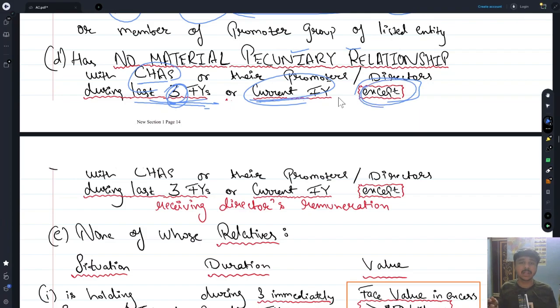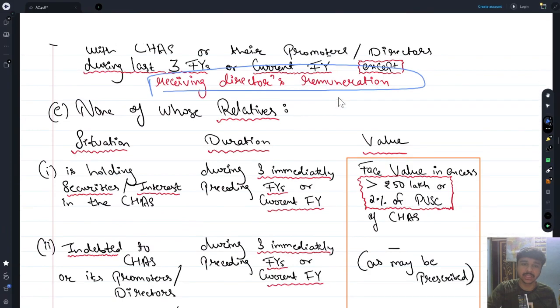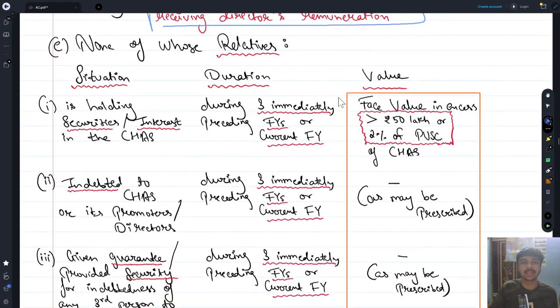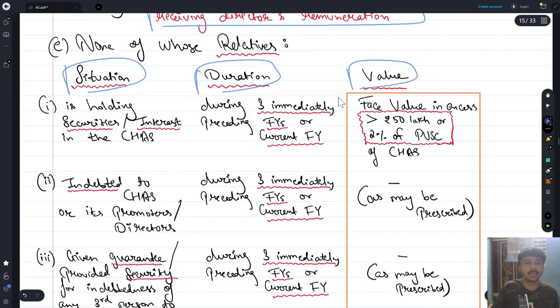Obviously you are an independent director, you are not going to work for the company for free. You're rendering services, you are going to get paid. So what this except means is that you can have your director remuneration. Apart from that, there should be no material pecuniary relationship. Now this is again a good summary I have made. What does SEBI LODR say?